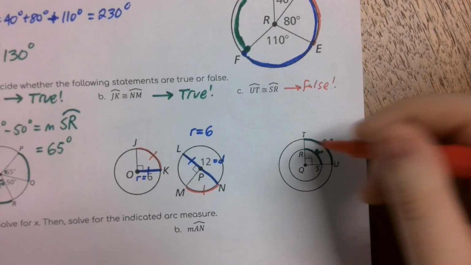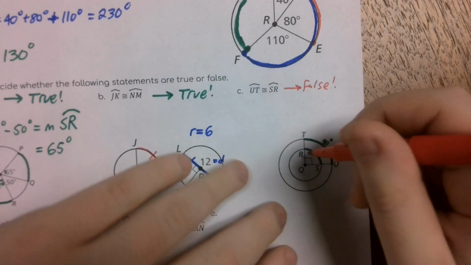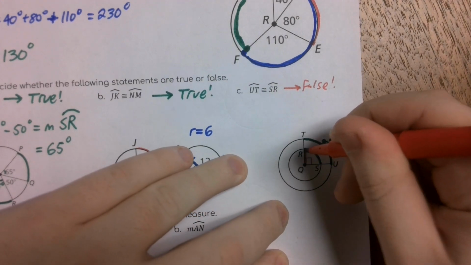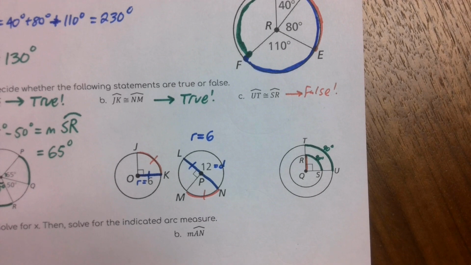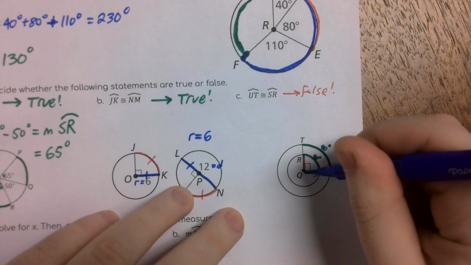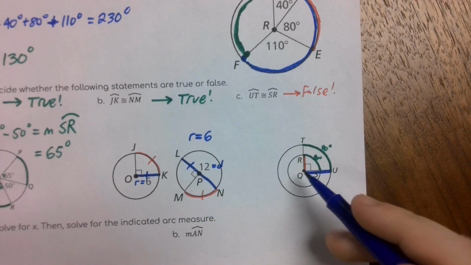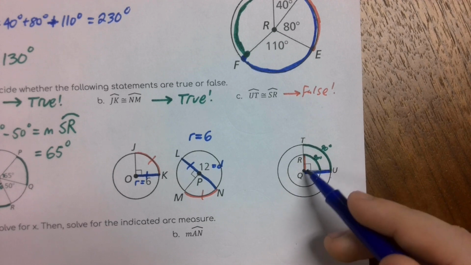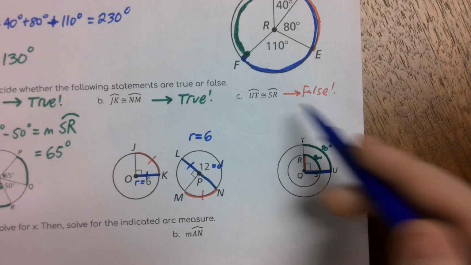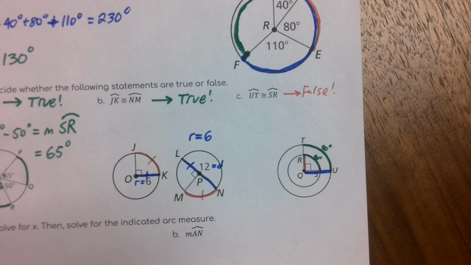Why? Because the radii of these two circles are different. The radius of the smaller circle is QR. The radius of the larger circle is QU. Almost looks like double the length of QR. These two arcs are not congruent.